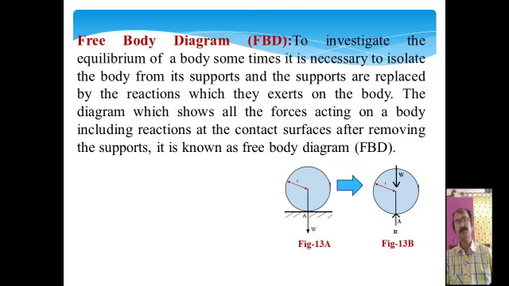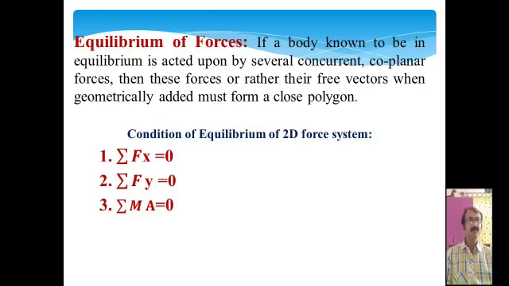Now the equilibrium of forces. If a body known to be in equilibrium is acted upon by several concurrent coplanar forces, then these forces, or rather their free vectors, geometrically added, must form a closed polygon. So from the condition of equilibrium, in the case of a two-dimensional force system, we know that summation of Fx equals 0, summation of Fy equals 0, and summation of M_A equals 0.